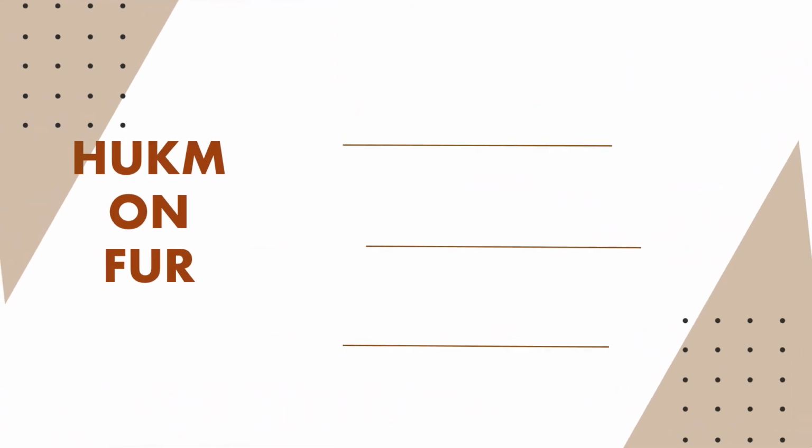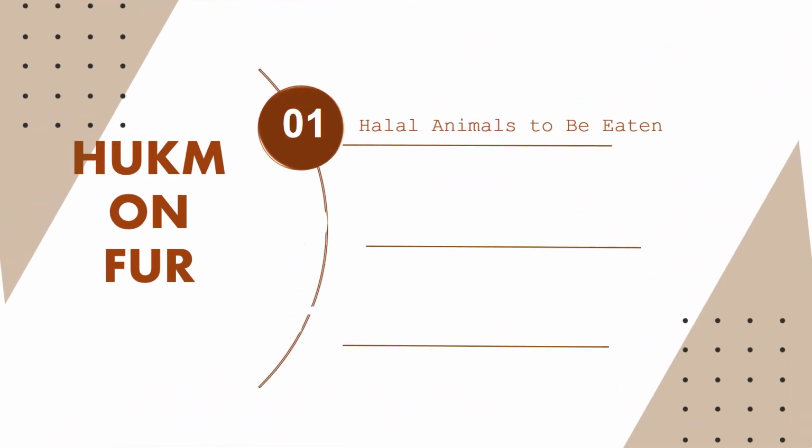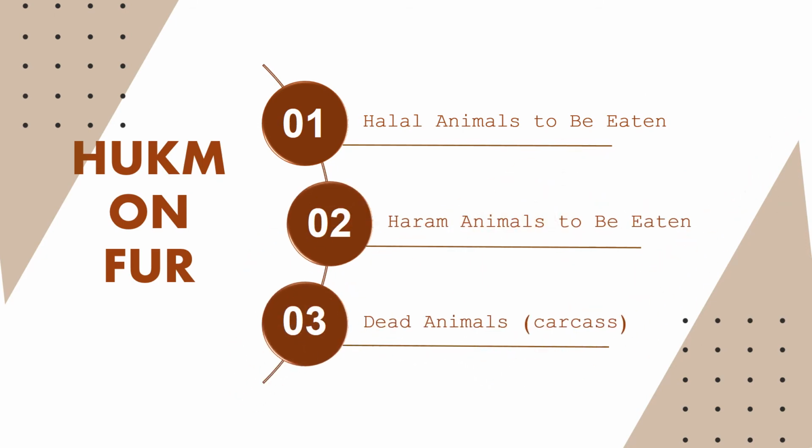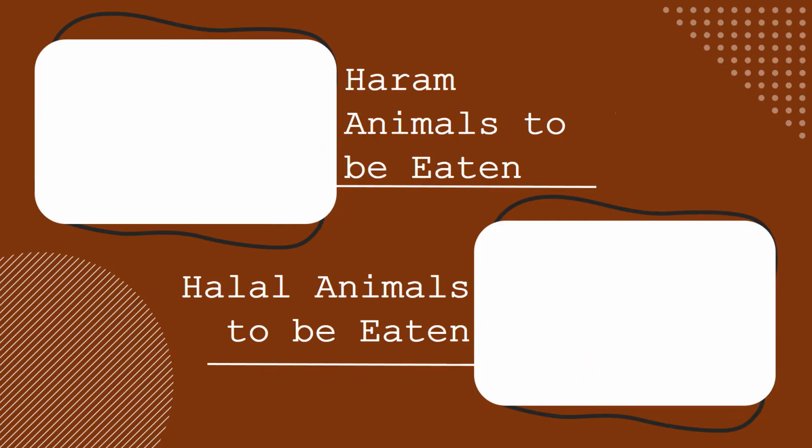We move to the hukum on fur. It can be divided into three categories: halal animals to be eaten, haram animals to be eaten, and the fur of dead animals. We go through the ruling of the fur of halal animals to be eaten. The viewpoint of all scholars is that the fur of all permissible animals, such as sheep and cows, that is taken while it is alive is pure.